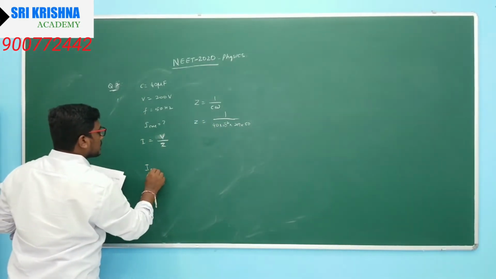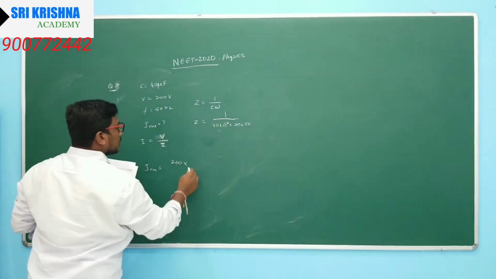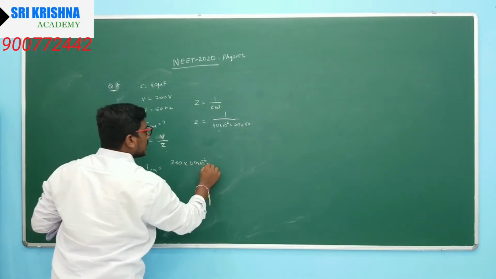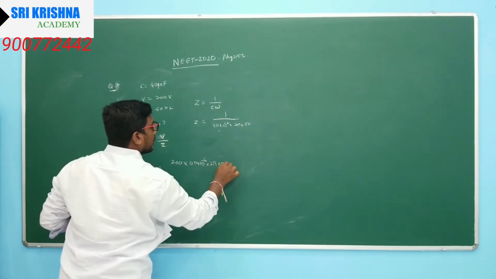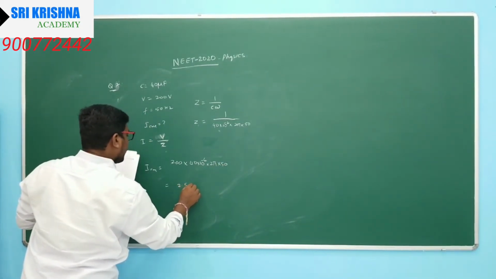RMS current value is 200, 1 by Z is inverse of this, 40 into 10 to the power minus 6 into 2 pi into 50. So this will give you the answer, 2.512.